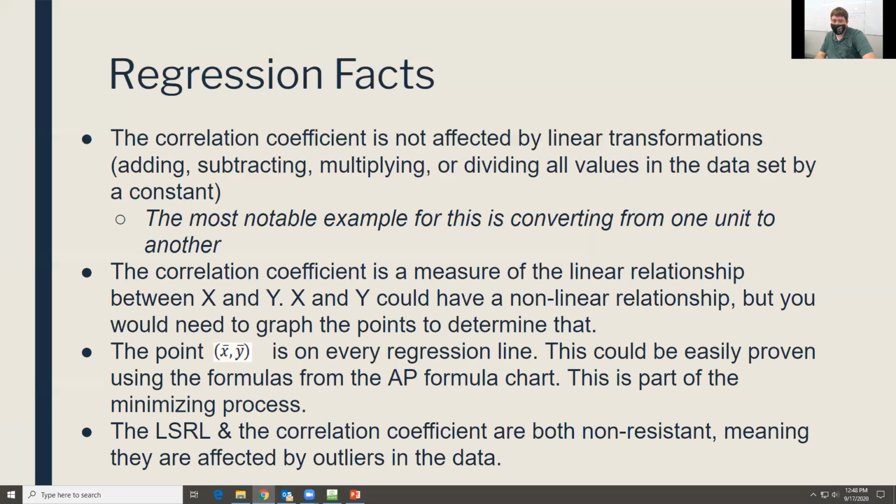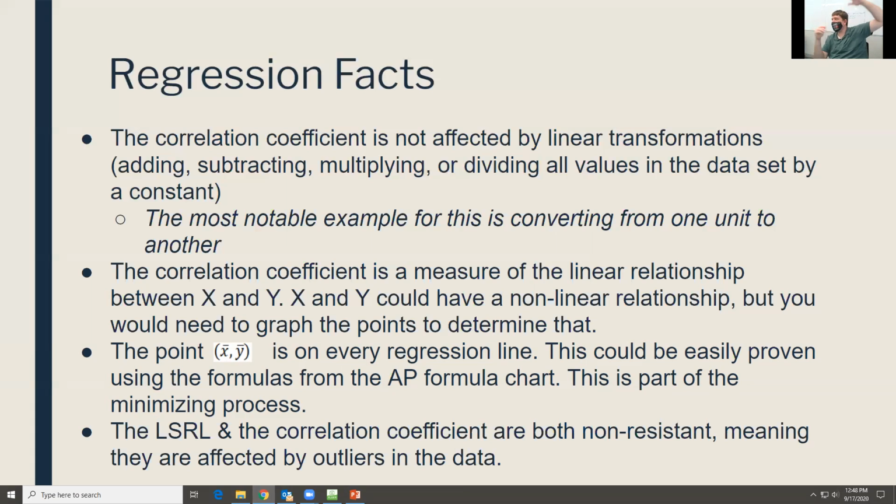All right, so your last two bullet points: the point average of x, comma, average of y is on every regression line somewhere. This could easily be proven using the formulas from our chart. This is a part of the minimizing process. And your two things are non-resistant. So really, again, what do we have as resistant? There's only two things so far we talked about. Median, think of box plots. IQR, there you go. Those are the only two things that we've said for sure that outliers are not going to mess with.